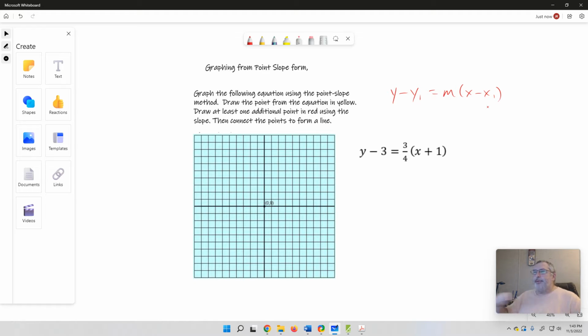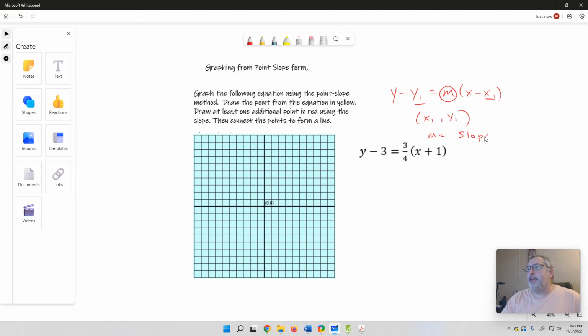And if we look at the directions here, it says draw the point from the equation in yellow. So the point from the equation, that's going to be this x1, y1 right here. And then draw at least one additional point in red using the slope. So now the slope is going to be the value m.